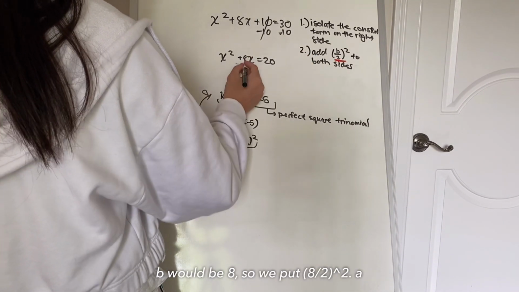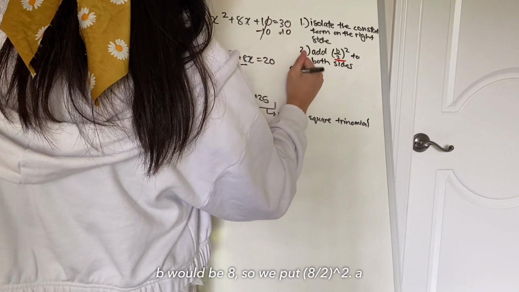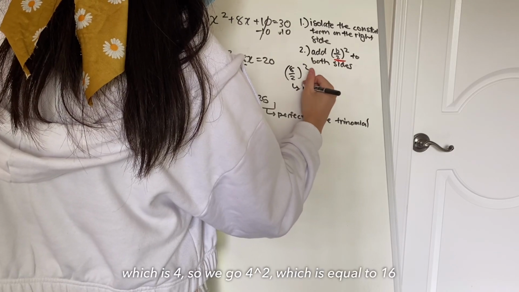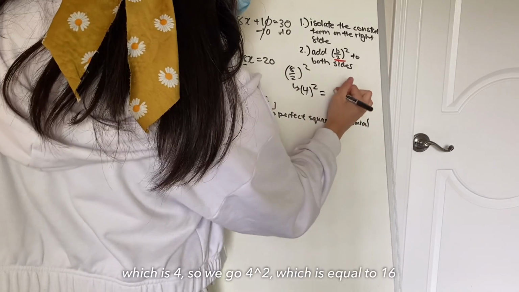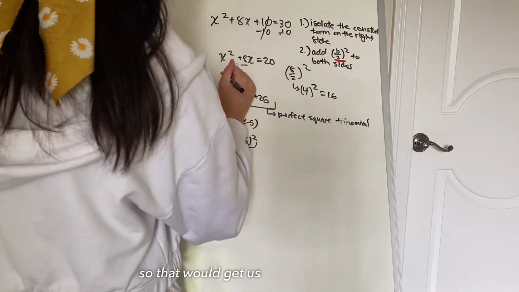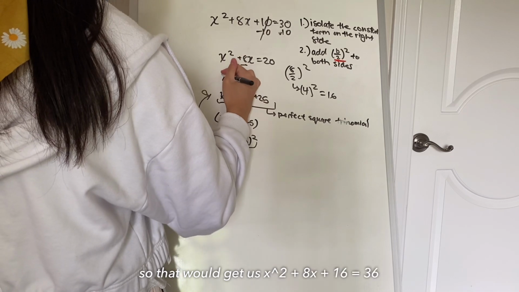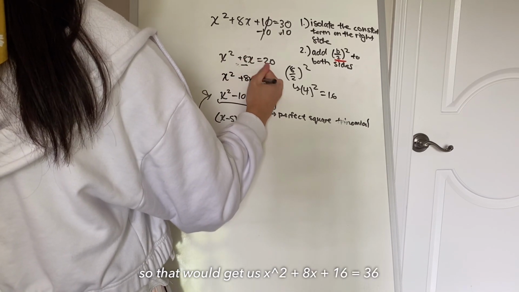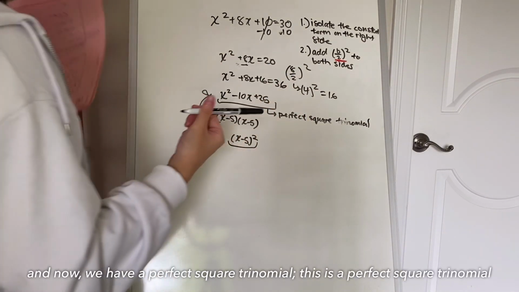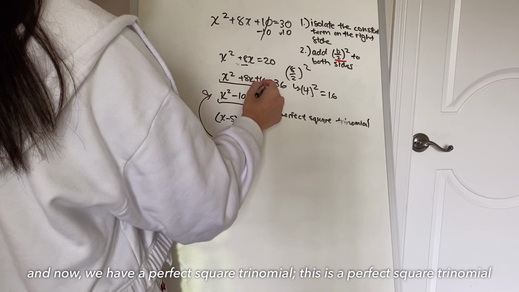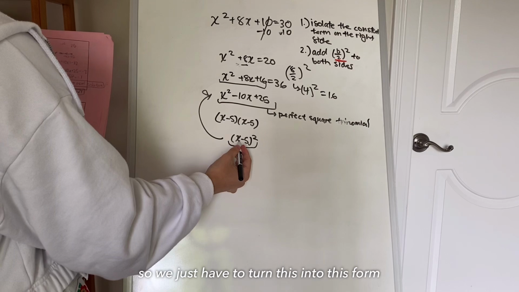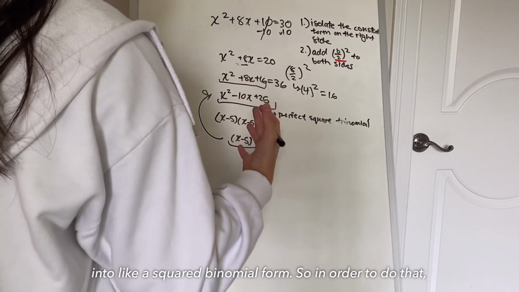So b would be 8. We put b over 2 squared. 8 over 2 is 4, so we go 4 squared, which is equal to 16. So now we have to add 16 to both sides. That gets us x squared plus 8x plus 16 equals 36. And now we have a perfect square trinomial. So we just have to turn this into a squared binomial form.